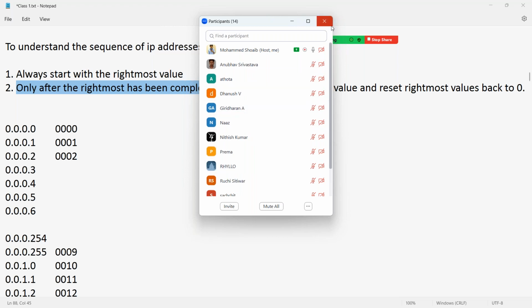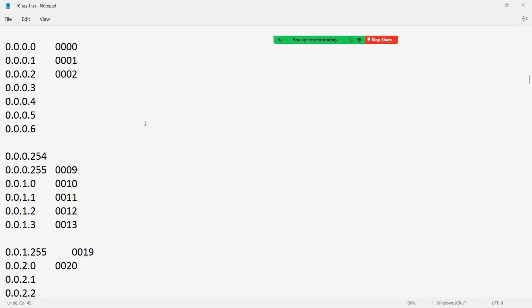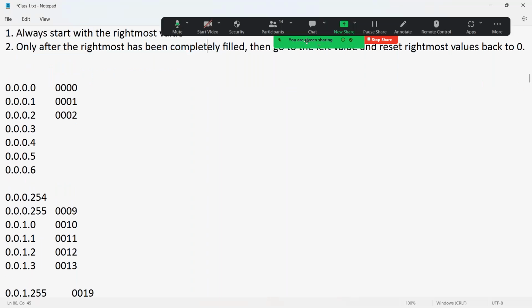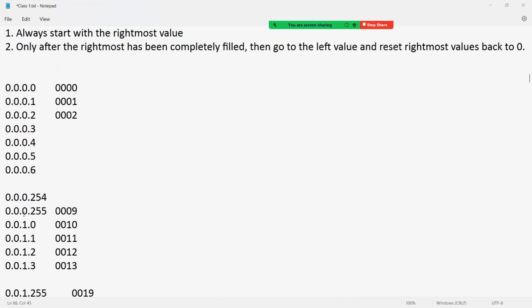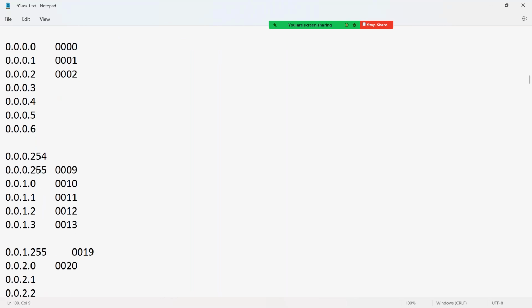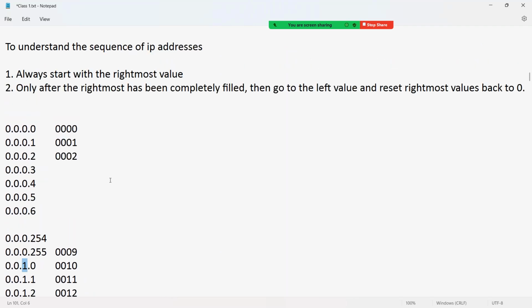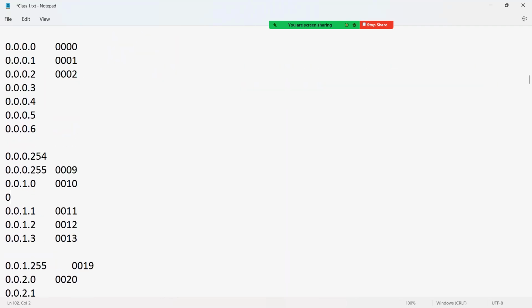Sure, thank you. So only after the rightmost octet has been completely filled, then you go to the next octet. This 0 changes to 1, or increments by 1. And then the rightmost octet again resets back to 0, so it cycles back to 0. And this 0 now changes to 1. Now, don't directly jump from 0.0.0.10 to 0.0.0.20. That is again wrong.